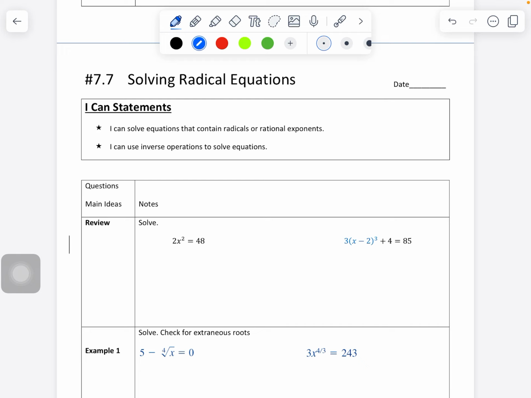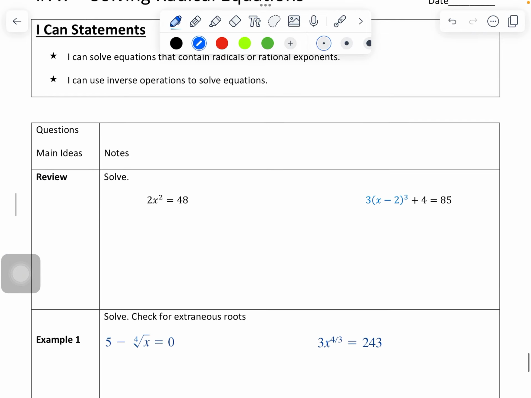This is the last lesson of Unit 7. And thankfully we've been practicing solving with the radicals, so hopefully this won't feel as overwhelming because you've seen little bits and pieces throughout this entire unit. So let's start out with some review.